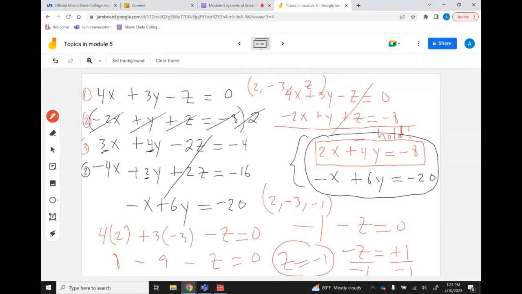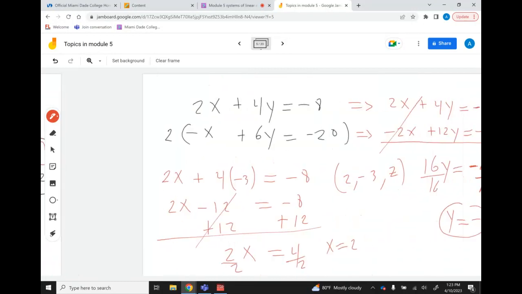Sometimes the answer turns out to be nice like this one. You got integers: 2, negative 3, negative 1. Sometimes you have a fraction. You know, life is not always easy, okay? All right, let's move on to the last one.